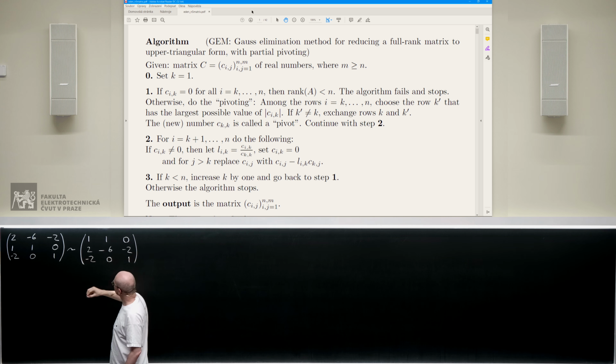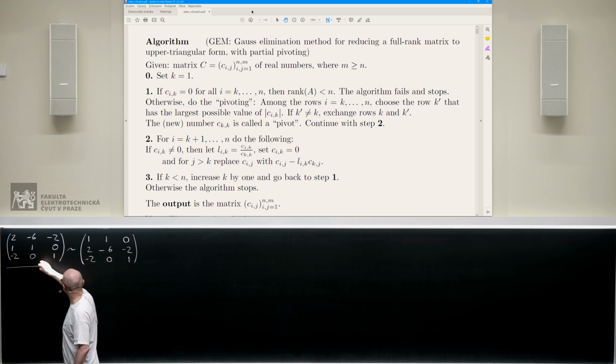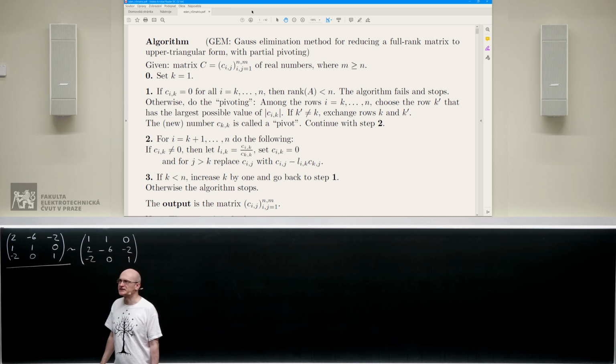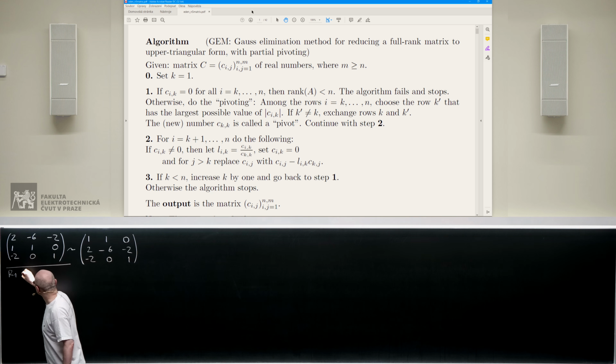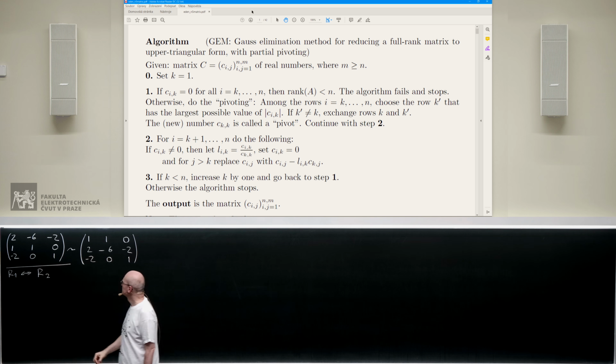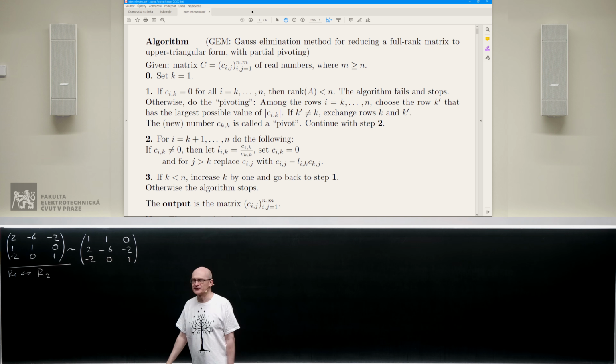And I will need it later, so let me mark it using some notation. Now, there is not a generally accepted way of marking down operations of elimination, but this one is fairly common. I take row 1 and exchange it for row 2. I think this is fairly intuitive, so I will stick with this kind of notation.